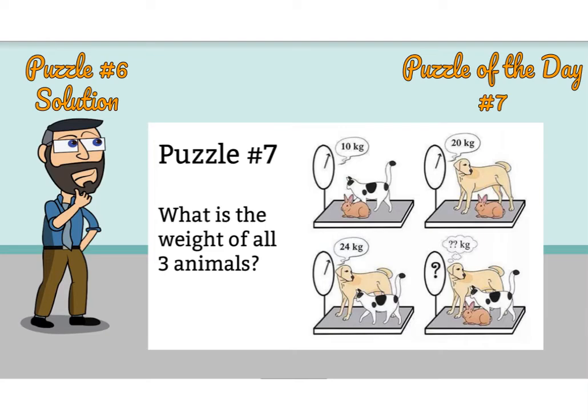Here is your next puzzle. As you can see, there are 4 scales, all with different animals on them. The first one has a rabbit and a cat, which weigh 10 kilograms together. A dog and a rabbit weigh 20 kilograms together. A dog and a cat weigh 24 kilograms together. But I want to know, what is the weight of the dog, cat, and rabbit all together? See if you can figure it out. Stay tuned for tomorrow's answer in the Daily Dose of Math.